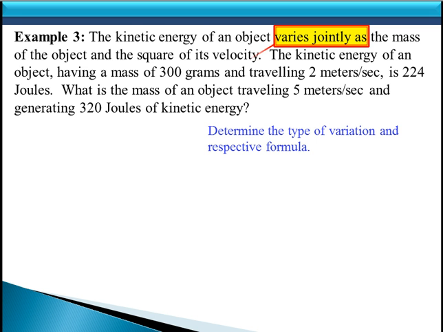So then, here's our formula. Y equals kx times z squared. It's a little bit different than our formula we saw originally because we need to have the square of the velocity, not just straight velocity. So the steps are still going to be the same. We're going to plug in the x, y, and z that we are told belong together.